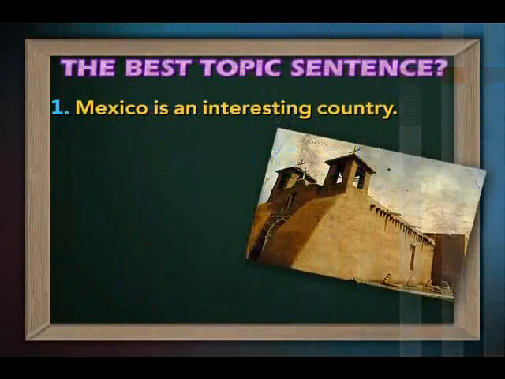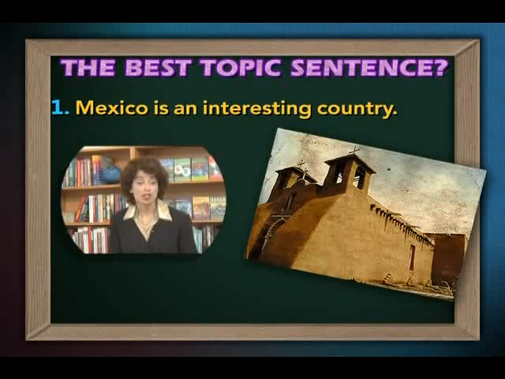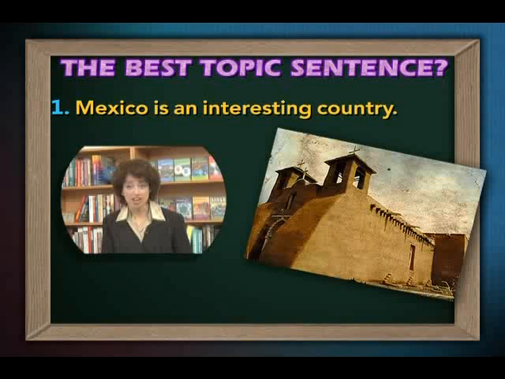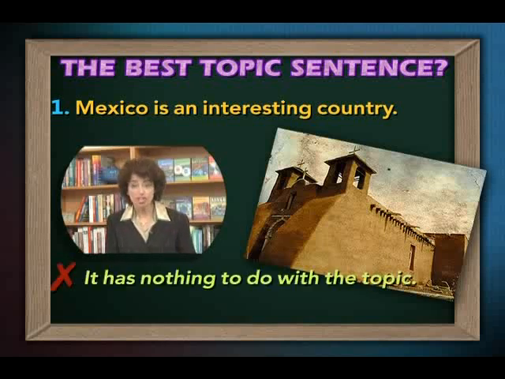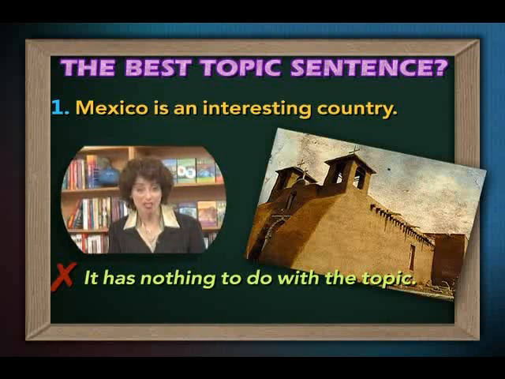Choice number 1. Mexico is an interesting country. Well, this statement is completely true. Mexico is a fascinating country. Unfortunately, it has nothing whatsoever to do with the topic, which is the life of Benito Juarez. So as long as it's off the topic, it can't possibly be correct. So you can knock that right out.